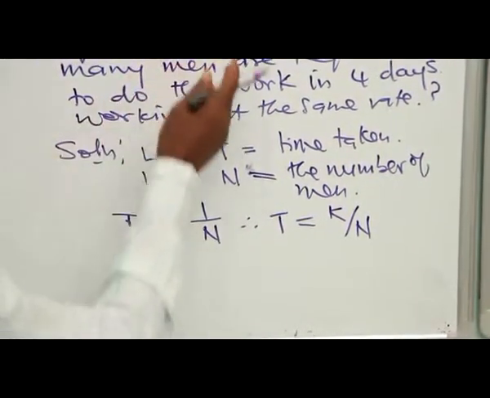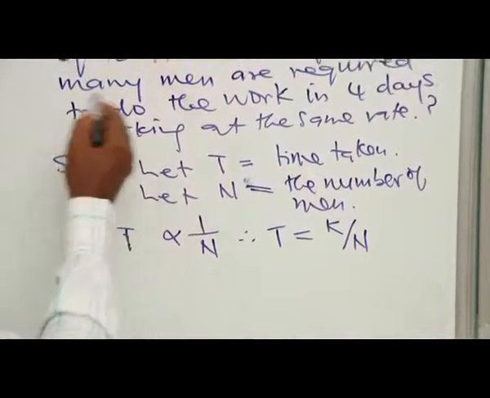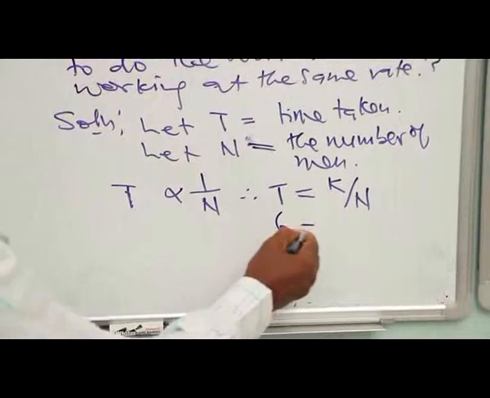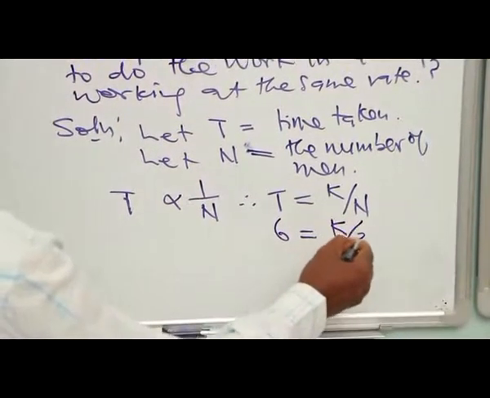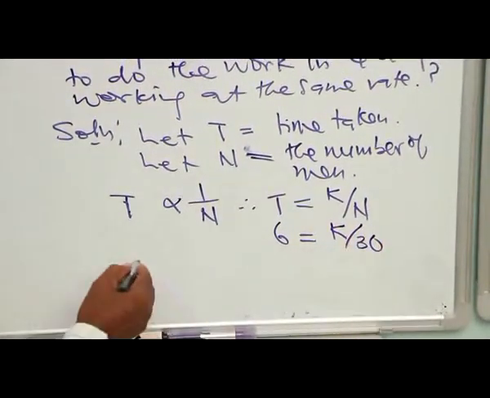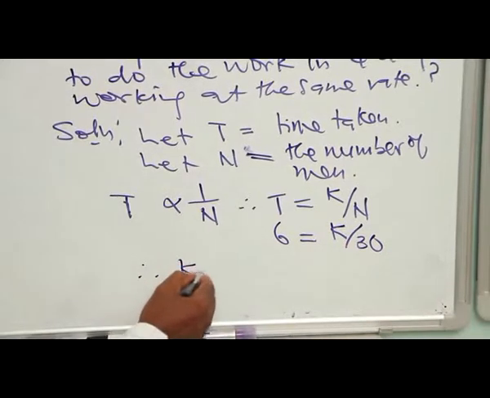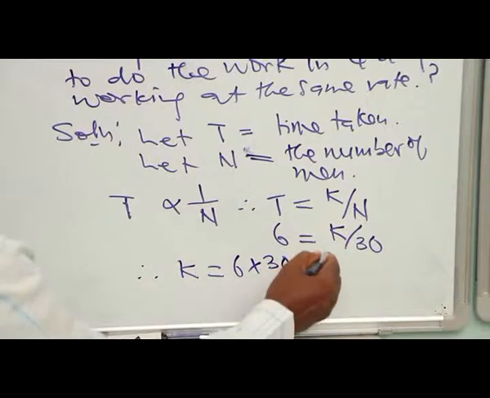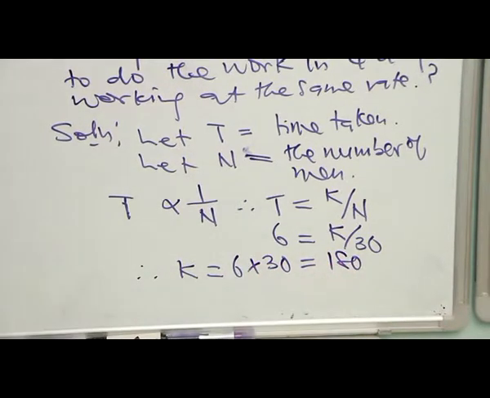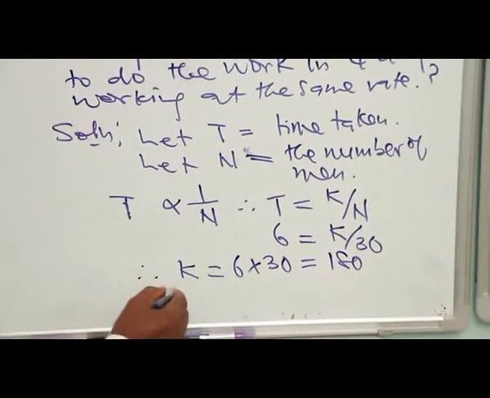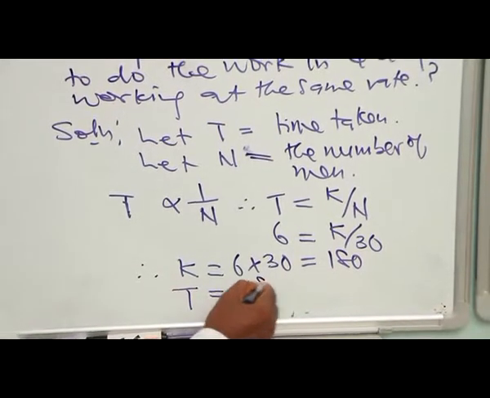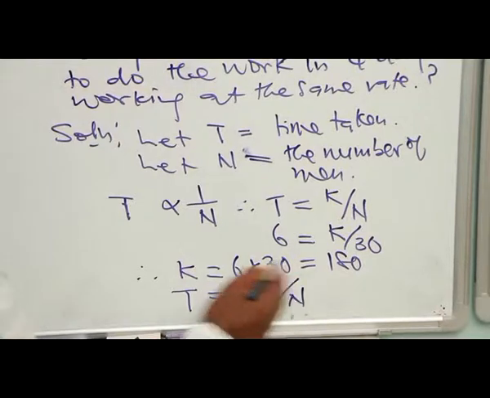If it takes 30 men to do a piece of work in 6 days, so in 6 days, we have 6 equals K all over 30. Therefore, the constant K is equal to 6 times 30, and that will be equal to 180. The relationship, therefore, between the time taken and the number of men is T equals 180 all over n.